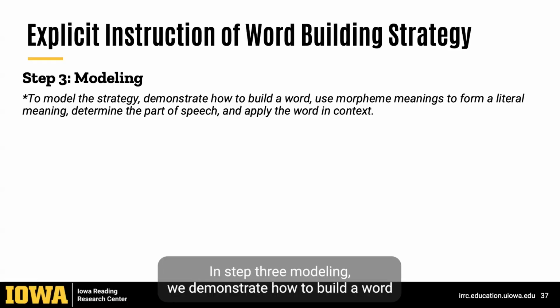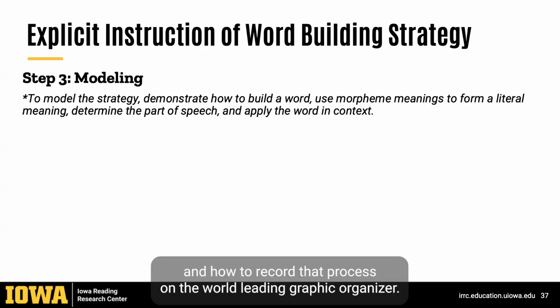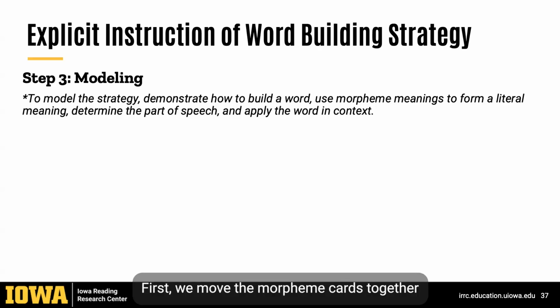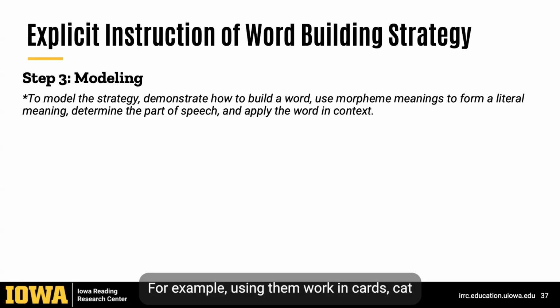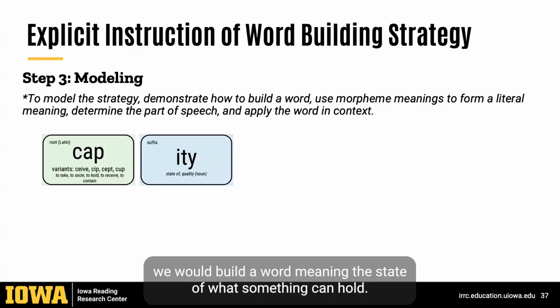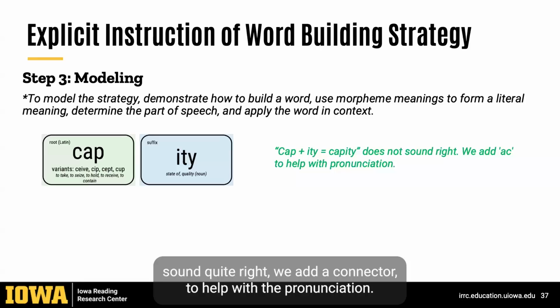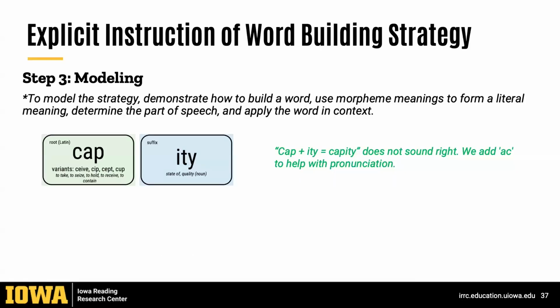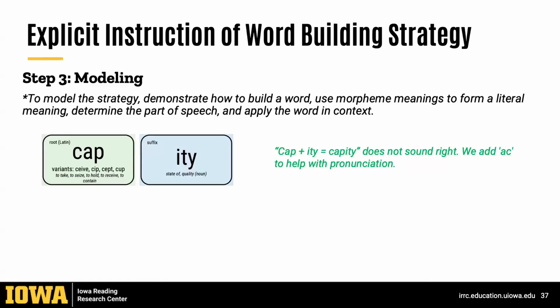In step 3, modeling, we demonstrate how to build a word using the morpheme cards and how to record that process on the word-building graphic organizer. First, we move the morpheme cards together to visually show students how the word parts combine. For example, using the morpheme cards cap, meaning to hold, and -ed, meaning the state of, we would build a word meaning the state of what something can hold. We would also explain to the students that since cap-ed doesn't sound quite right, we add the connector -a- to help with the pronunciation. We make sure to emphasize that -a- is not a morpheme and does not add any meaning to the word.